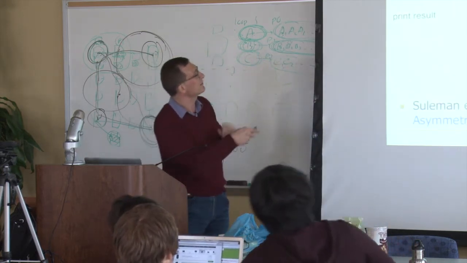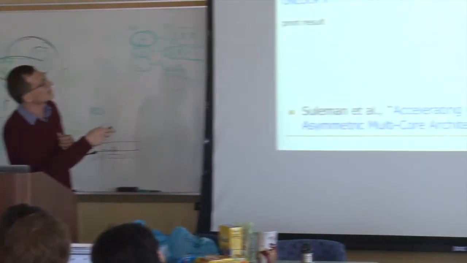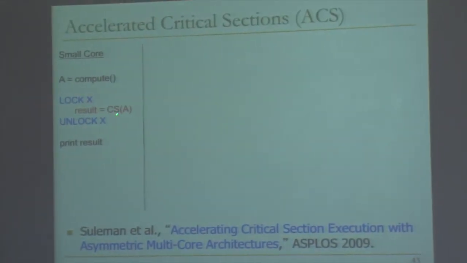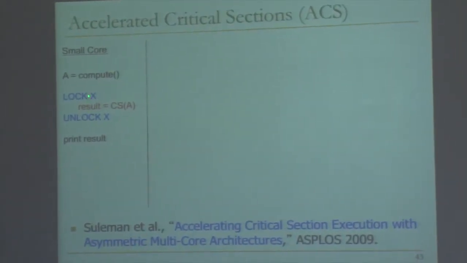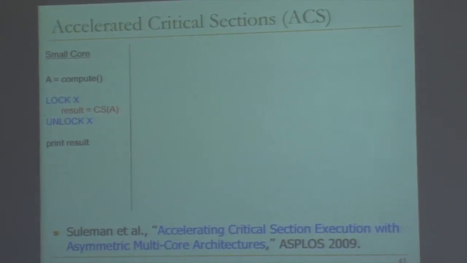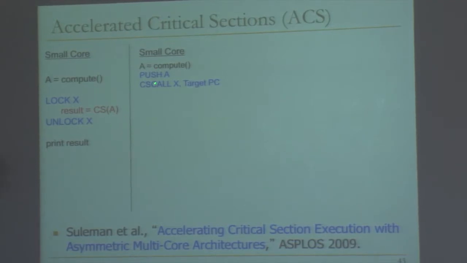And basically what we've done over here is, this is the baseline. In the small core, you would execute something, and then you do locking, and then you compute a result within the critical section, and then you do unlocking. What we're doing is we're basically converting these to something else underneath. This is the code that needs to be executed on the small core. This is the code that needs to be executed on the symmetric multicore.